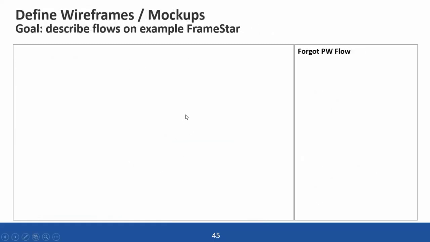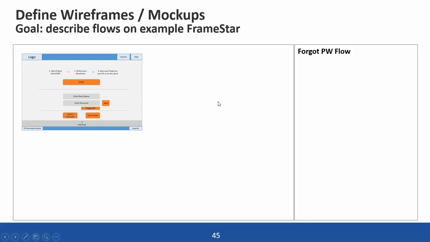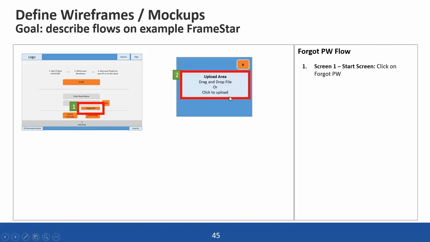So like I said, in our example for Framestar, like how we'll deal with the forgot password. The first thing the user has to do is click on forgot password. Then he will get a pop-up. And in the second step, the user has to upload a file by clicking on it or dragging the file. But you can already see, you can say, haha, this is not a complete workflow.